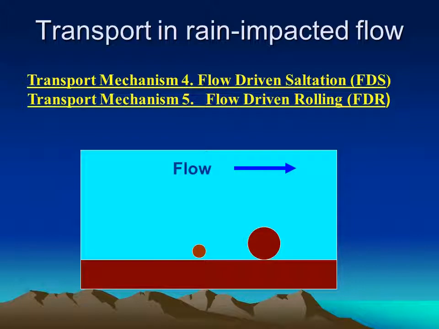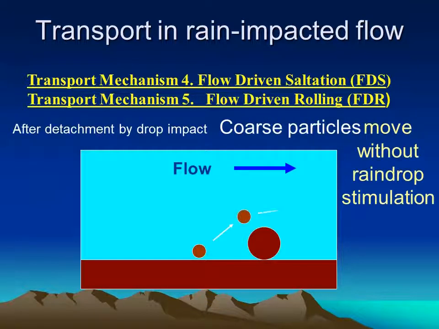The final two transport mechanisms are flow-driven saltation and flow-driven rolling. Now basically these occur without any raindrop impact to enable them, other than obviously by detachment, but once detachment occurs, these cause particles to move without any further stimulation from raindrop impact.